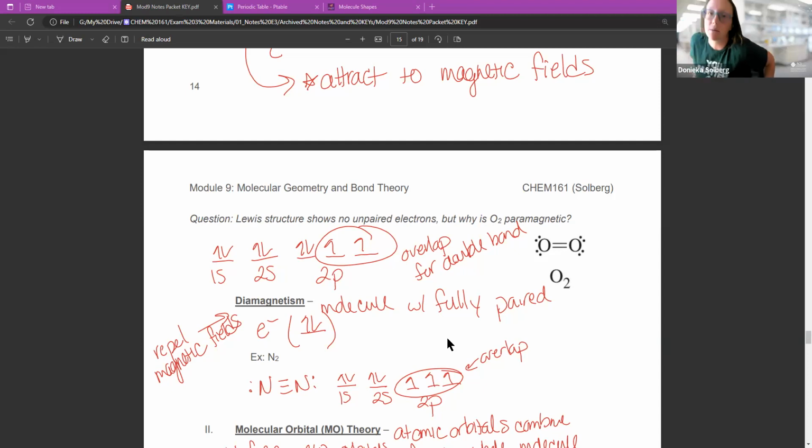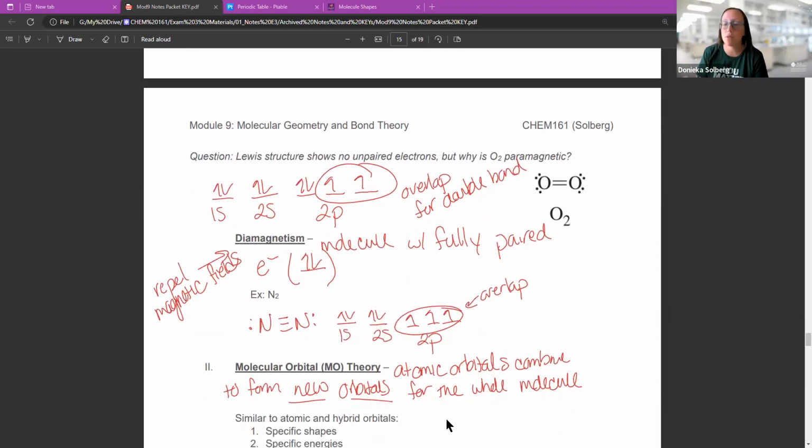Again, a theory is something backed by a lot of evidence that explains why O2 and a lot of other molecules show paramagnetism. So MO theory, this is the general definition, is that atomic orbitals combine. When I'm making a molecule, I have the atomic orbitals from one atom, oxygen for example, and the atomic orbitals from another atom, and they combine to form completely new orbitals for the whole molecule. We call those molecular orbitals. That's why it's called MO theory, or molecular orbital theory.